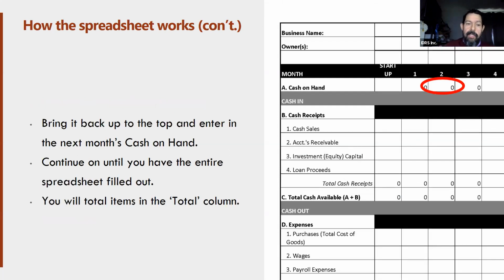And then what we do with that is we transfer that from the bottom of the page, and we take it to the top. And we start the next month with the cash on hand that we ended with from the previous month. And all we're going to do is continue to fill this out until we have the entire spreadsheet filled out.